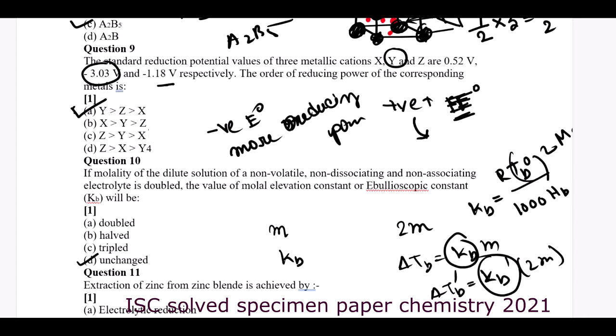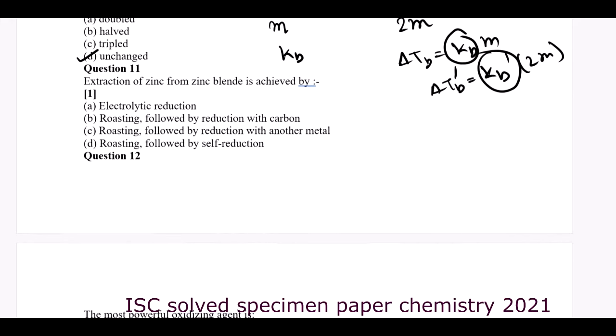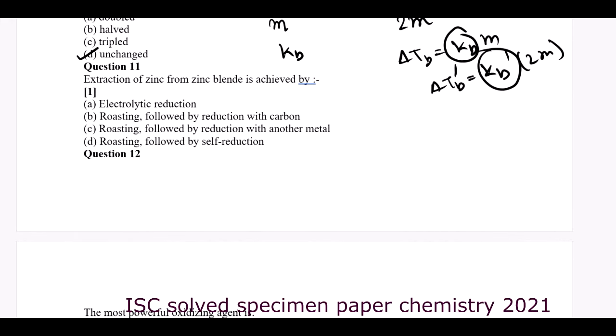Next question. We have extraction of zinc from zinc blende is achieved by. How can we achieve zinc from zinc blende? If we are considering the extraction of zinc from zinc blende, first we need roasting. Then after the roasting, we need reduction, of course. So zinc blende first roasting, then followed by reduction.